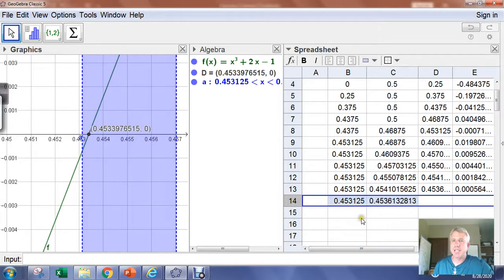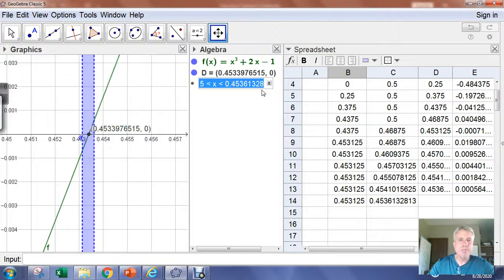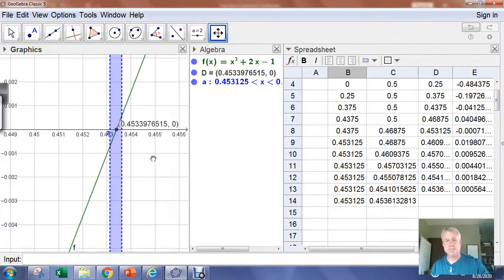And now they match to 3 decimal places, 0.453, 0.453. So if we update the interval with those numbers, this is the last thing we'll do. We update the interval with those numbers, 0.453125, and on the other one we have 0.45361328. That's enough. We've squeezed the window down even closer. So now we have an estimate out to 3 decimal places. That's the method of bisection.